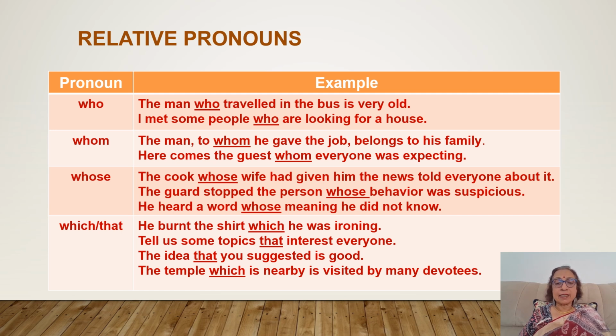Here comes the guest, whom everyone was expecting. Now already it is object of the sentence. Everyone was expecting him. So you are replacing him with whom, and you are changing the order of the sentence because after guest, whom has to come. You cannot say, here comes the guest, everyone was expecting whom. This is a mistake many people make. You can't do that because whom, if you move it far away from its noun, does not show relationship.